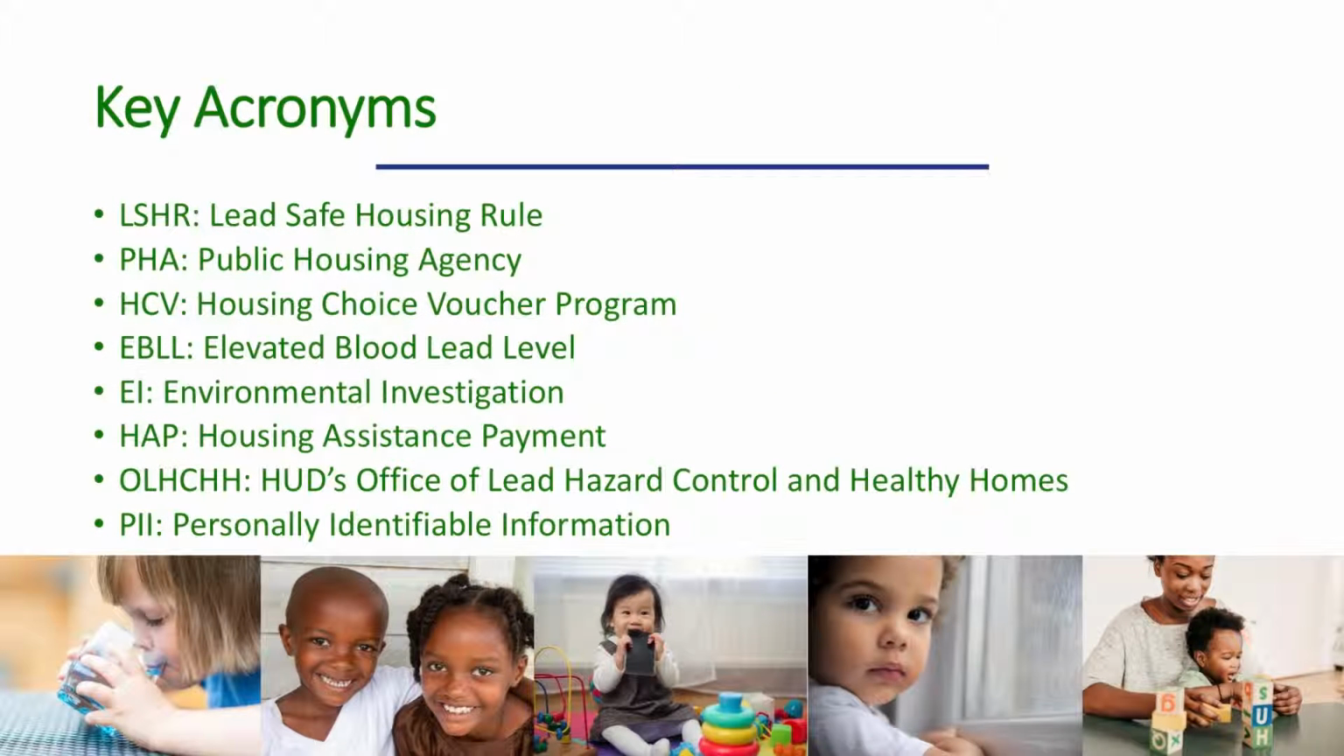Key acronyms that we will be using in this video series are as follows. LSHR is the Lead Safe Housing Rule. PHA stands for Public Housing Agencies. HCV refers to the Housing Choice Voucher or Section 8 program. EBLL stands for Elevated Blood Lead Level. EI stands for Environmental Investigation. HAP stands for Housing Assistance Payments. OLHCHH stands for HUD's Office of Lead Hazard Control and Healthy Homes. And PII stands for Personally Identifiable Information.